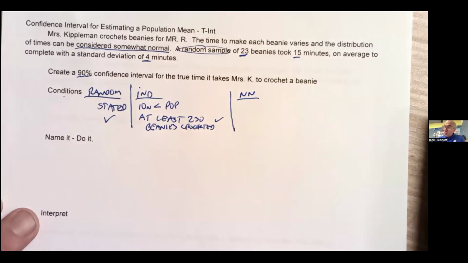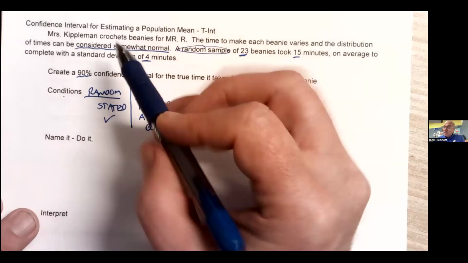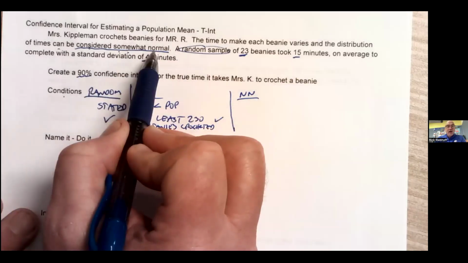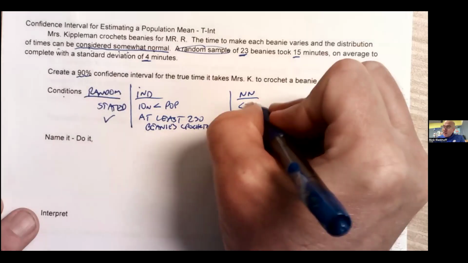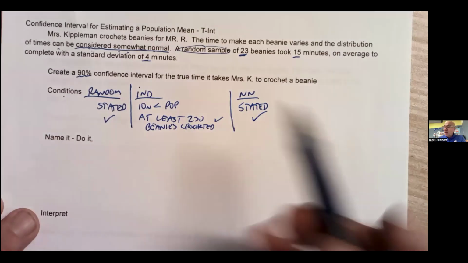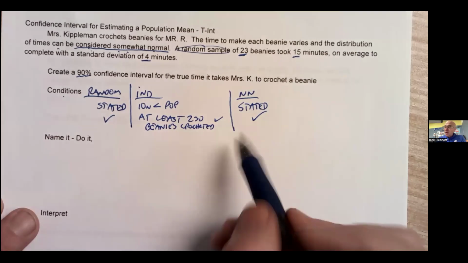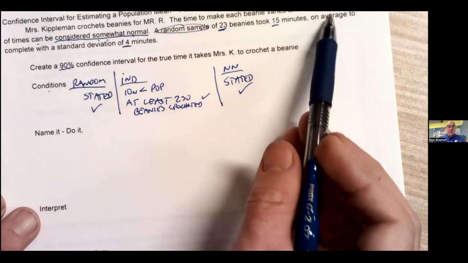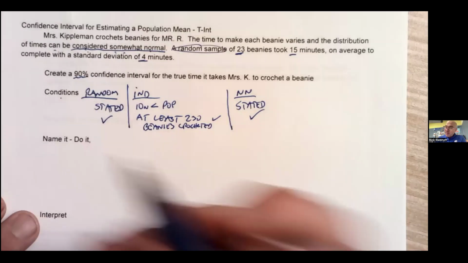Random, independence, and then nearly normal. For nearly normal, we have to check three things. Number one, is it stated that it can be considered somewhat normal? So the distribution of times is somewhat normal. It's stated up above. I don't have to say n is less than 23, I don't even need to say that. Nearly normal population distribution, that's fine.